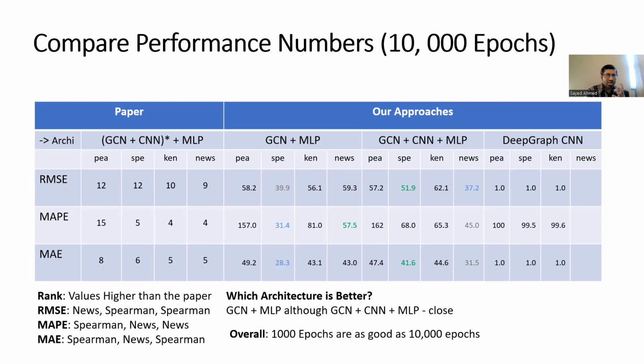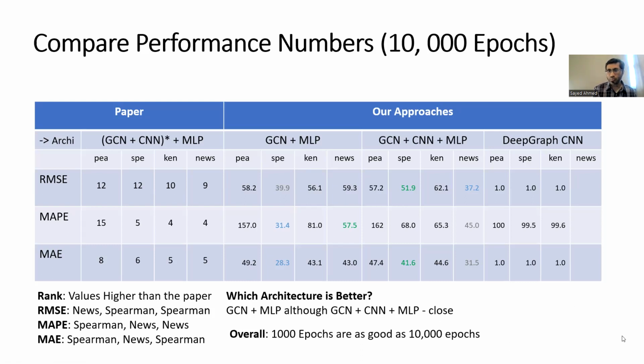Okay, my perception is RMSE is a better indicator than the others. Especially MAP, we can just give little importance to it. So RMSE wise, this is better, but GCN plus MLP is okay. So I can say overall they're very close.